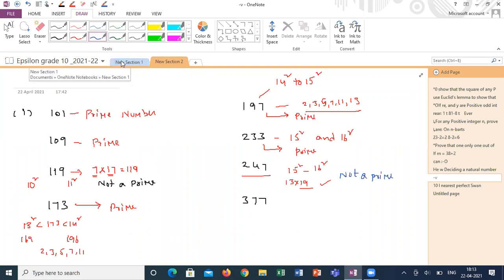What about 377? Sir, between 19 square and 20 square, and it's a composite number, sir. It's divisible by 13. 13 into 29. See here, this is how we are going to verify even for a little bit bigger numbers also.